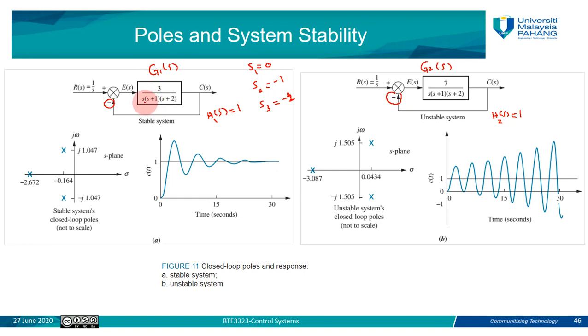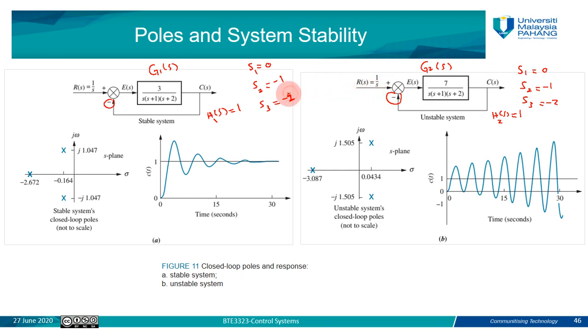Okay, so how many poles do we have? We have 3 poles, one at s equal to 0, one at s equal to -1, one at s equal to -2. Okay, so this is for G1. How about G2? For this transfer function, how many poles? Also we have 3 poles: s1 equal to 0, s2 equal to -1, s3 equal to -2. You can see both systems have the same open loop poles, G1 or G2: 0, -1, -2.